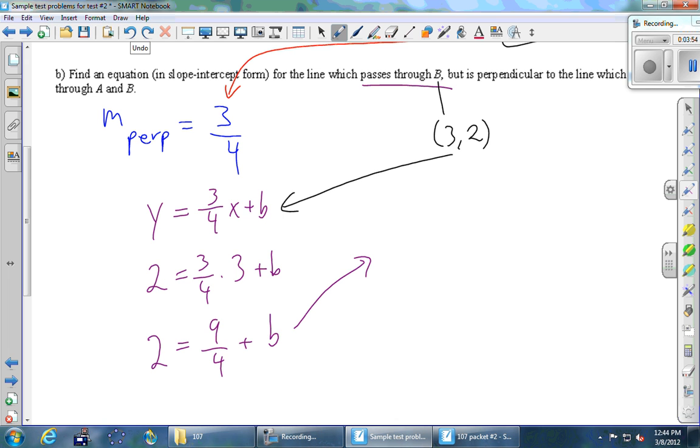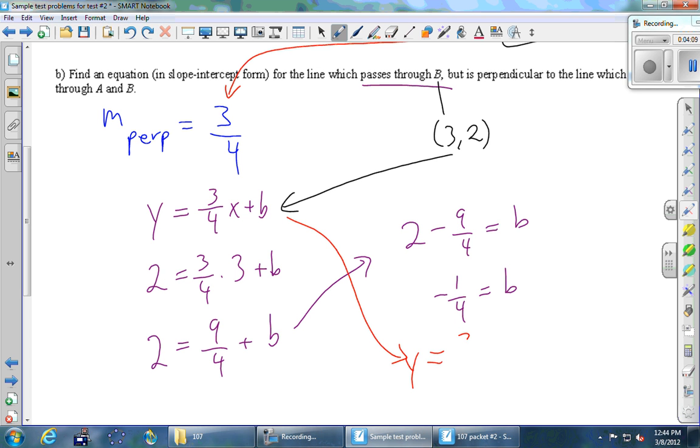Then we'll go ahead and subtract 9/4 from both sides. Find an LCD, and you'll find that b is -1/4, which means our final answer, copied from here, is y equals 3/4 x, and then plus the b, which we found is -1/4.